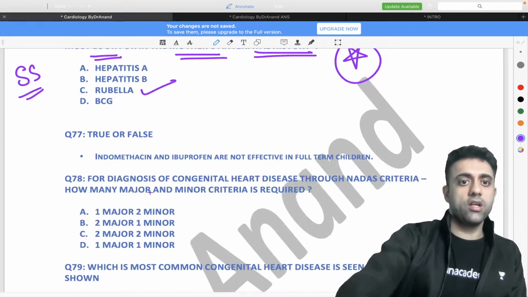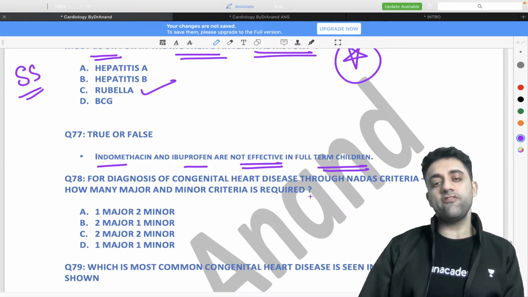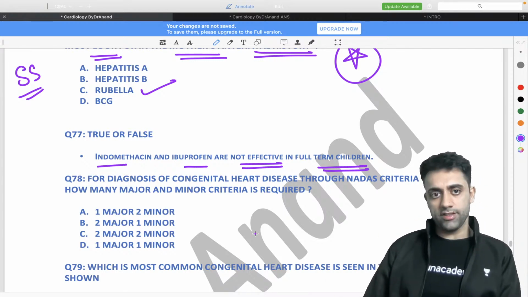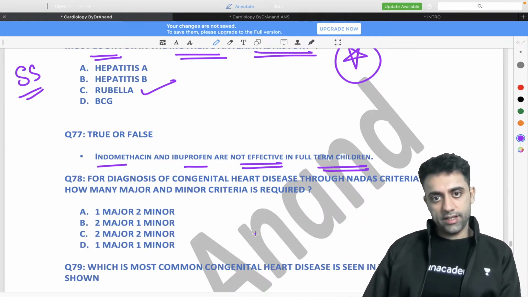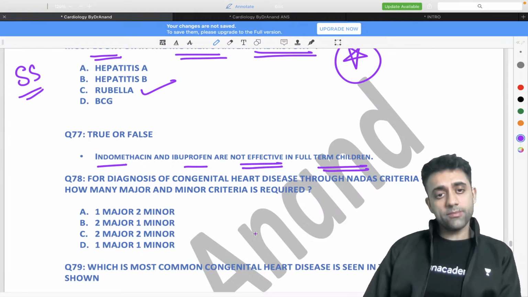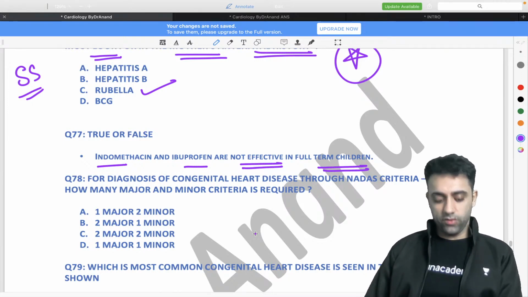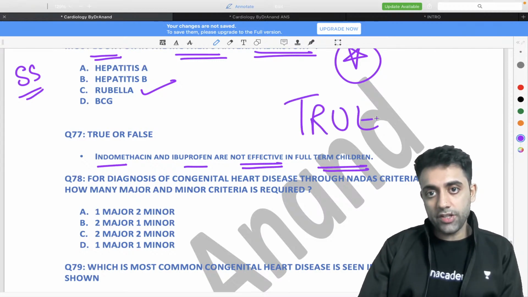Question 77. Indomethacin and ibuprofen are not effective in full-term children. Now, is this line true or false? Anyone? Any random guesses? Indomethacin and ibuprofen are not effective in full-term children. Is this true or false? Yes, it is very true.